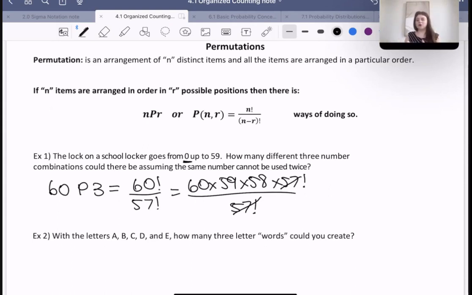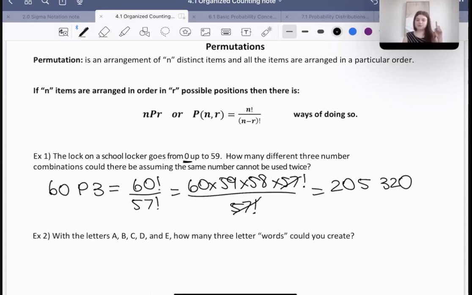I was thinking, oh, it's just numbers 1 to 59, which is 59 numbers, but 0 to 59 is actually 60 numbers. So my apologies for that. But yeah, there we go. So it's actually slightly better than I thought. It's 205,320, right? So over 200,000 different combinations, right?